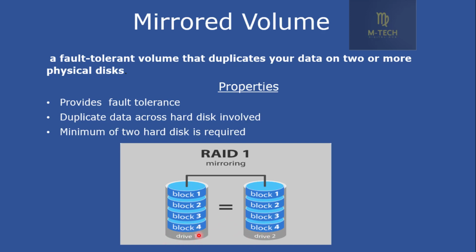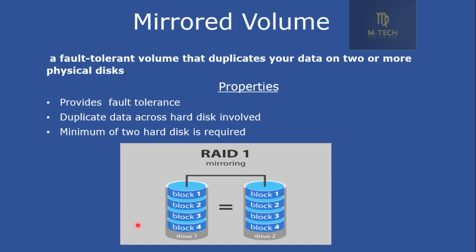So if you put data within a particular volume in which these two hard drives are involved, there will be a duplication, or a copy of the data. So there's no kind of stripping. With mirrored, it provides fault tolerance, duplicating data across the hard disks involved. The minimum is also 2 hard disks. So here we have disk 1 and disk 2.